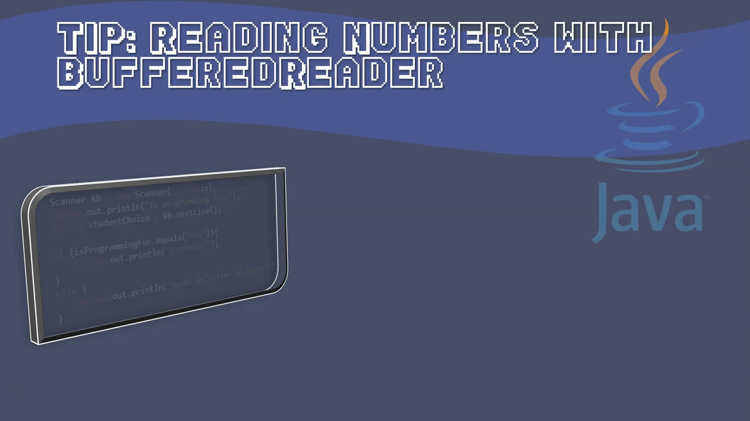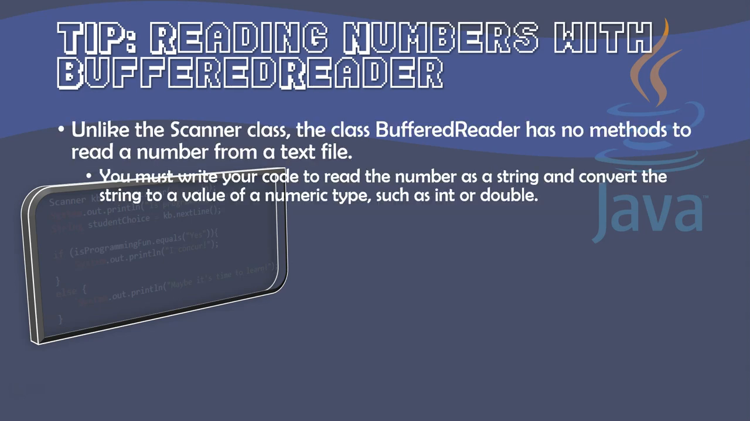Now here's a quick tip for you. Reading numbers with the BufferedReader class. Unlike our Scanner class, the BufferedReader class has no methods to read a number from a text file. We have to write our code to read that number effectively as a string and convert the string to a value of a numeric type, such as int or double.